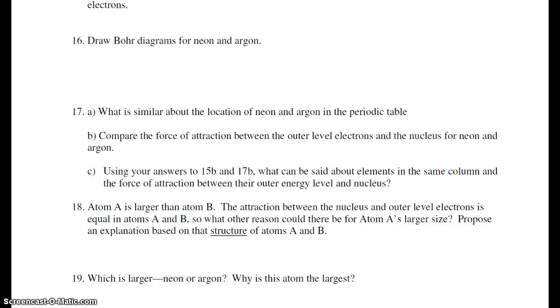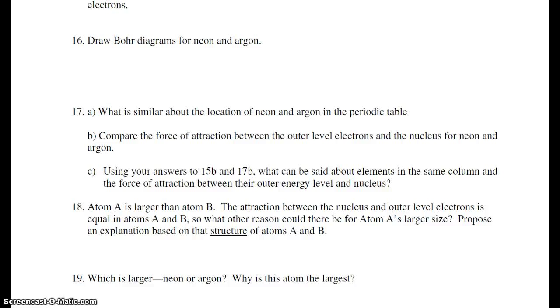Argon's got a few more electrons than neon, so its first energy level is going to have 2 electrons. The second energy level, you draw your circle and put 8 electrons. The third energy level, you draw your circle and put 8 more electrons in the third energy level. So once you have that drawn, you can look at them to answer the next questions. 17a. What is similar about the location of neon and argon in the periodic table? Once again, they are in the same column, or same group.